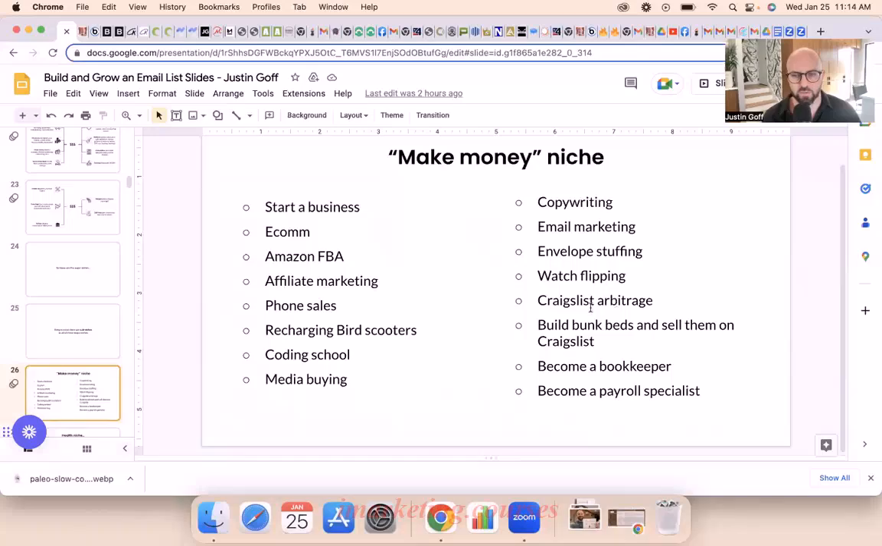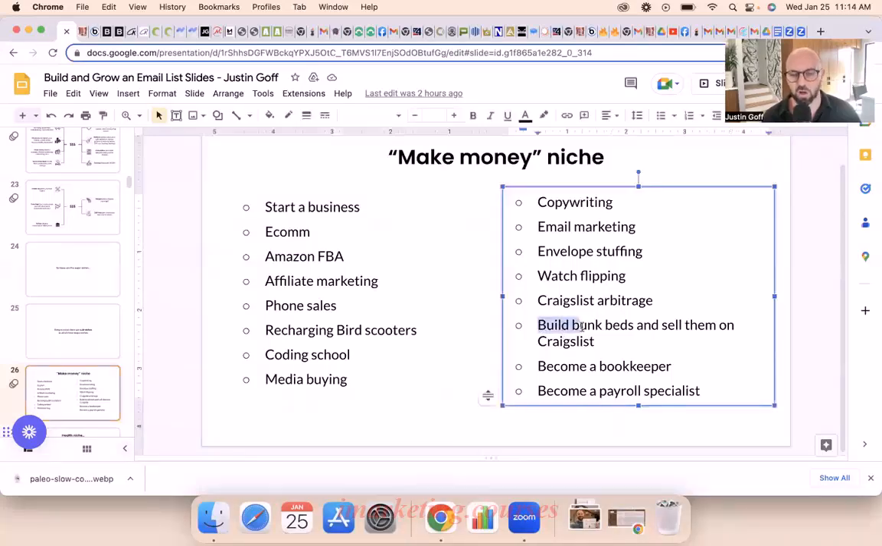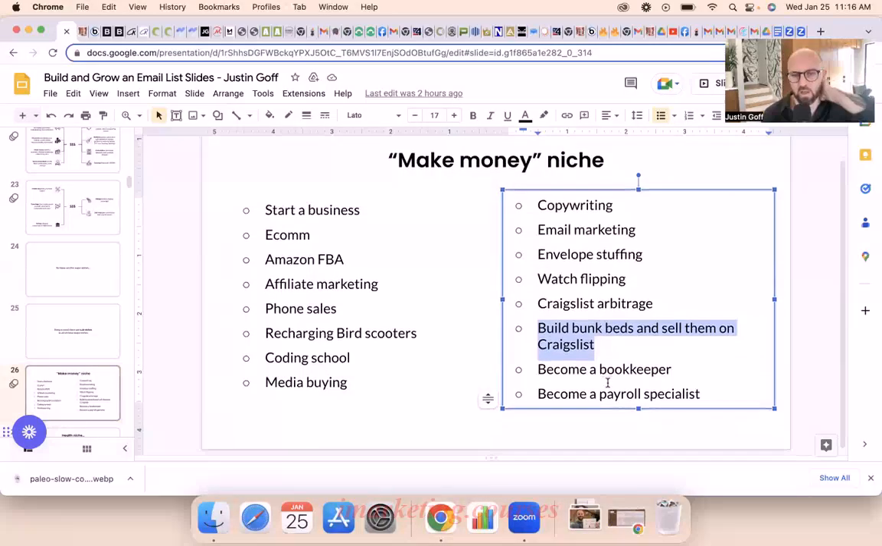There's a couple offers around this. My buddy Jordan Hall used to have a BizOp offer on, basically it was how to make like $2,000 in a weekend, teaching people how to build bunk beds and sell them on Craigslist. Pretty cool kind of BizOp offer. And then just kind of income, make money offers, become a bookkeeper, become a payroll specialist.